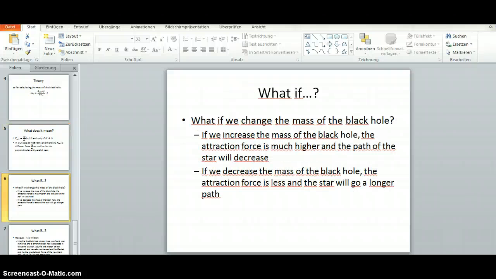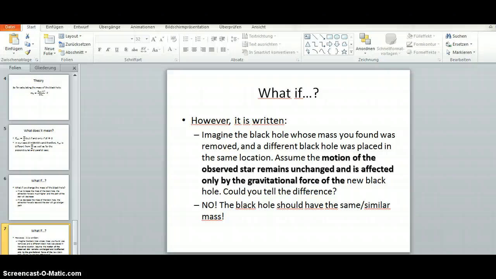The other question is, what if you replace the black hole by a different black hole? If the mass of the black hole is larger, the path of the star will be smaller because the gravitational force is larger. On the other hand, if we decrease the mass of the black hole, the path will become larger. However, in the question it is stated that the motion of the star will be unchanged, and that means that the new black hole has the same or a very similar mass as the other one.